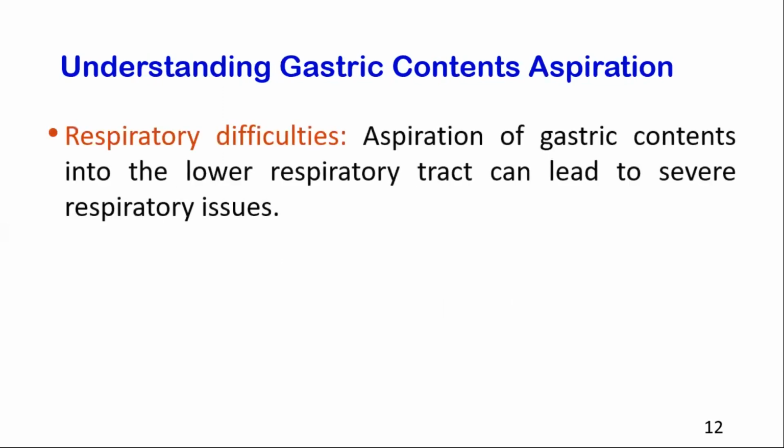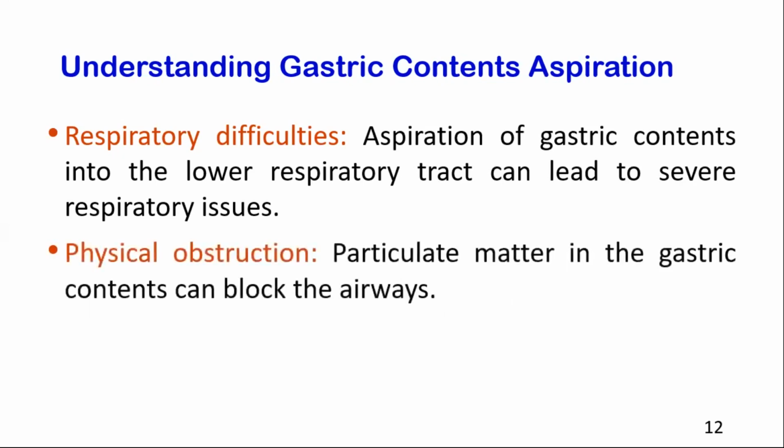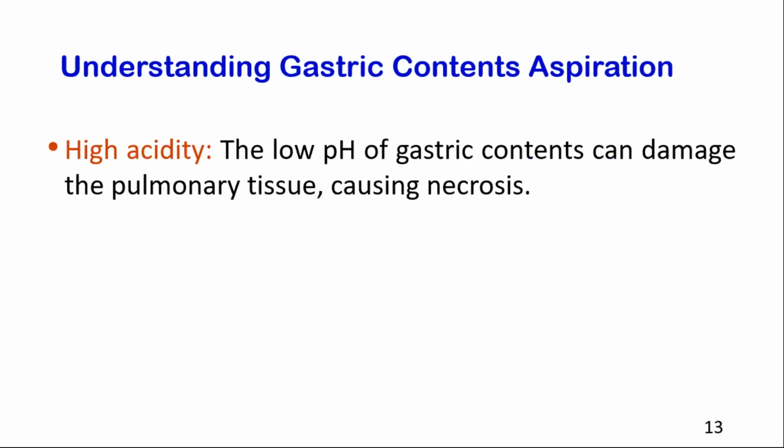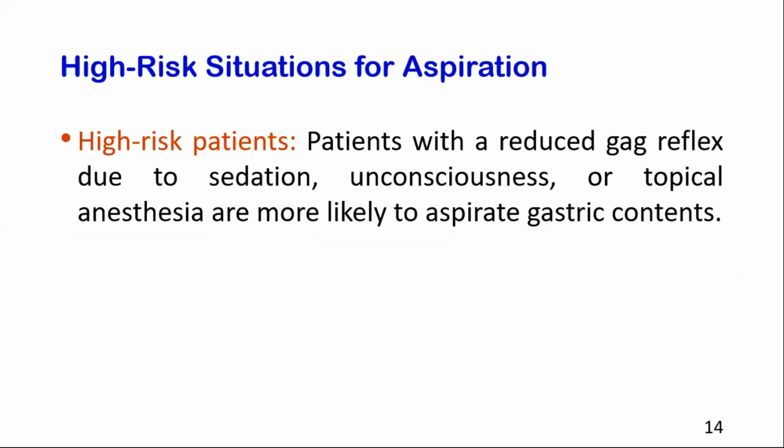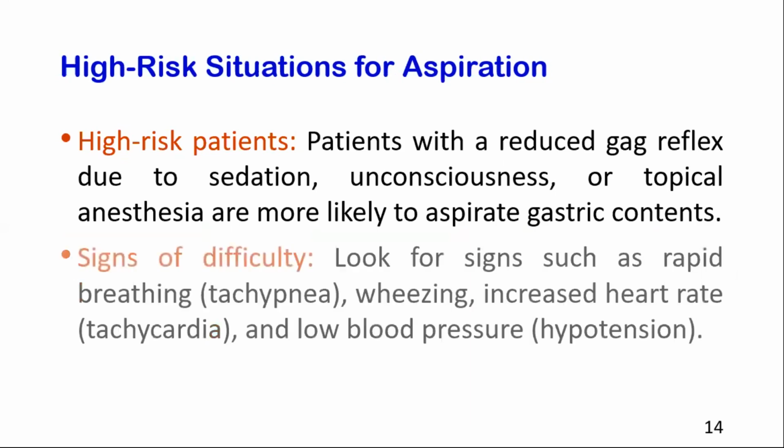Let's quickly review the key points to remember. Gastric contents aspiration can cause serious respiratory difficulties. Particulate matter causes physical obstruction. High acidity of gastric material produces further serious problems. Low pH necrotizes pulmonary tissue, leading to respiratory distress syndrome. Patients with diminished gag reflex, with sedation, unconsciousness, or oropharyngeal anesthesia are at high risk. Signs of respiratory difficulty include tachypnea, wheezing, tachycardia, and hypotension.